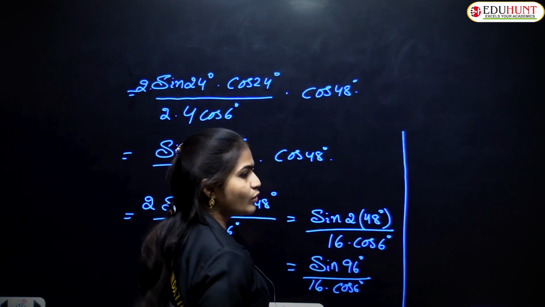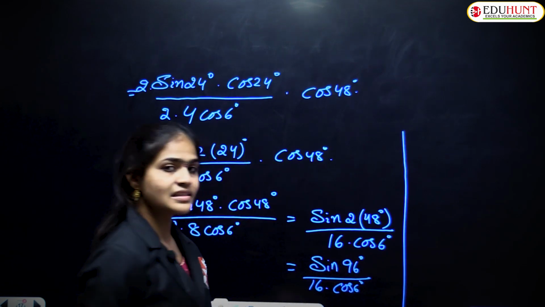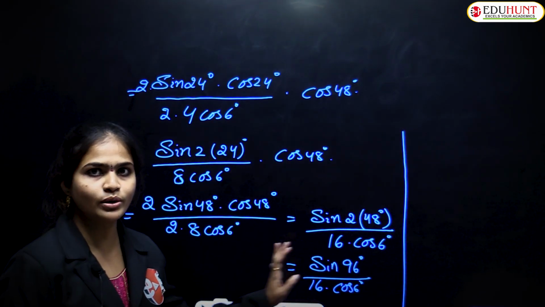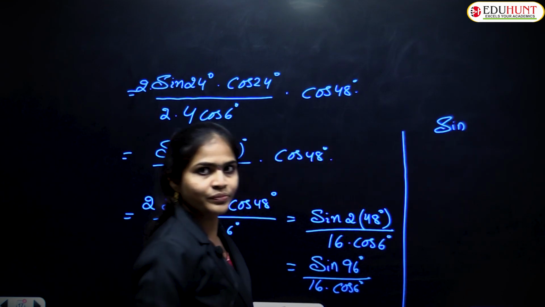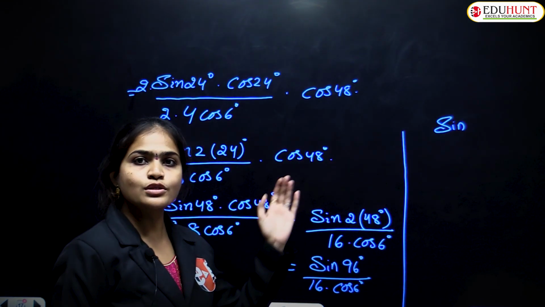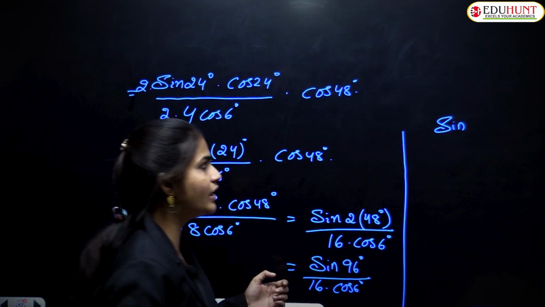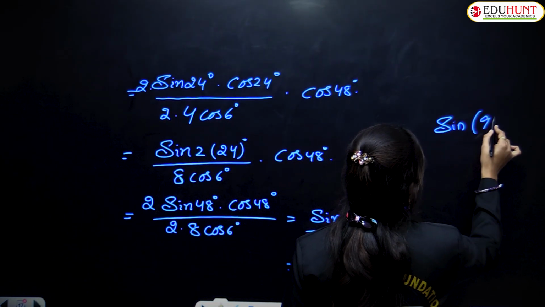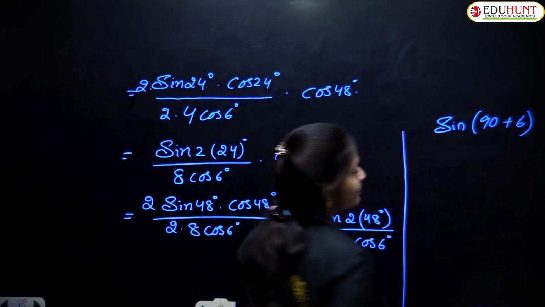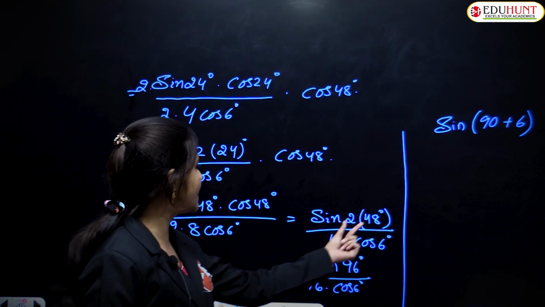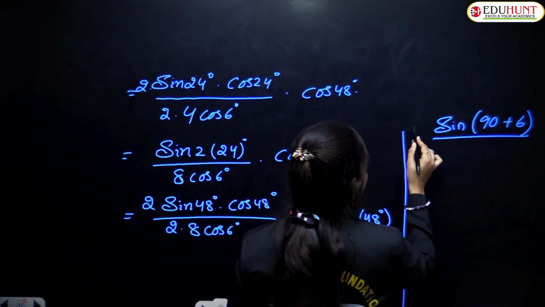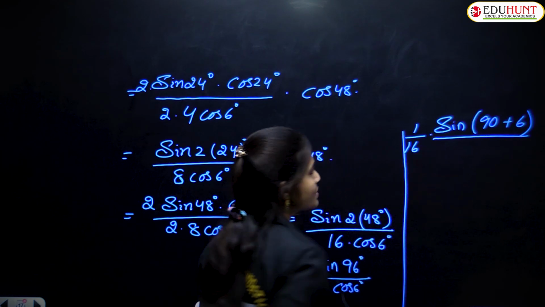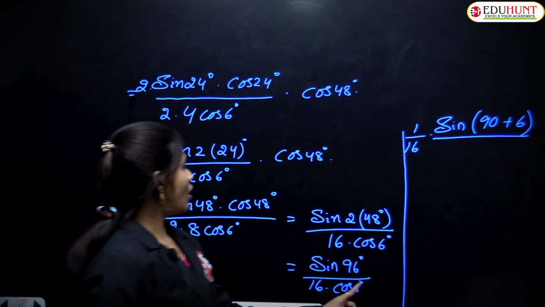Here you can change it as sin or cos, whatever it may be. Here I will easily change it to sin. Why? Because 96 is there, and 96 is greater than 90, no? So that's why I want to write this as 90 plus 6, which is equal to 96, whole by, 1 by 16 we can write like this, cos 6 degrees.